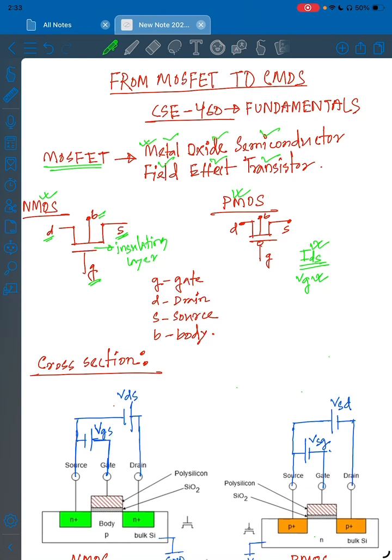In the PMOS, there is a negation sign or a small circle. This is because the NMOS turns on at a higher voltage, like 5 volts, whereas the PMOS turns on at a lower voltage, like 0 volts.